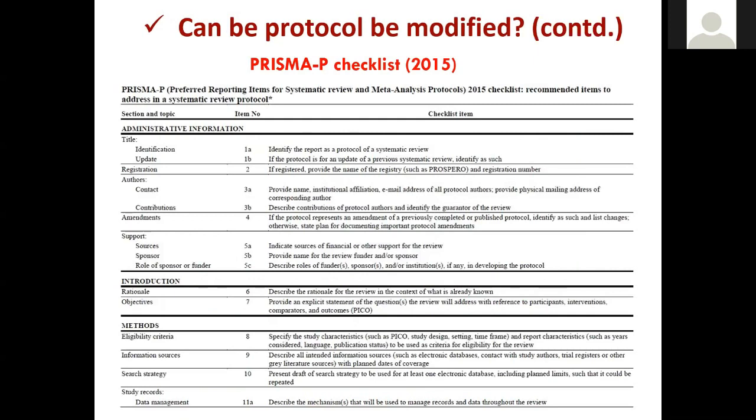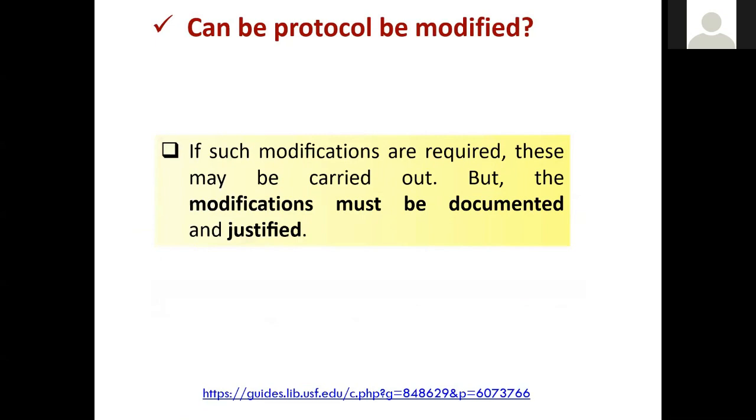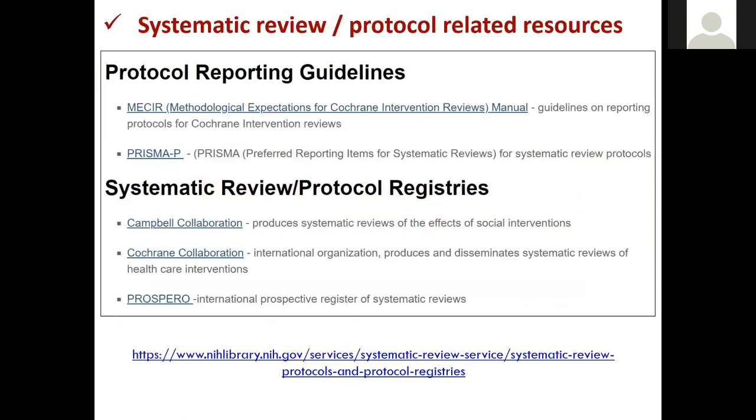And the PRISMA-P checklist allows modification. You can see here, there is a section for amendments where the modifications can be included in the protocol. But these modifications have to be documented and justified. In addition, there are some other protocol related resources, like the MECIR manual, and other registries are available, like the Campbell Collaboration Registry and the Cochrane Collaboration Registry.